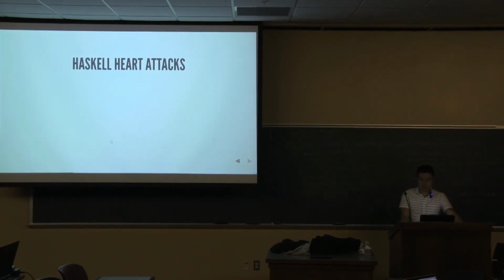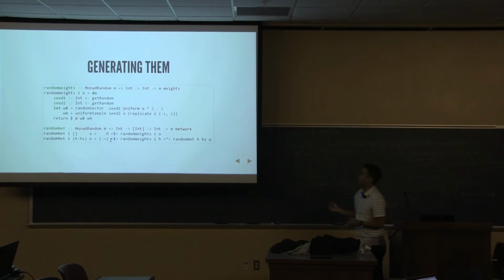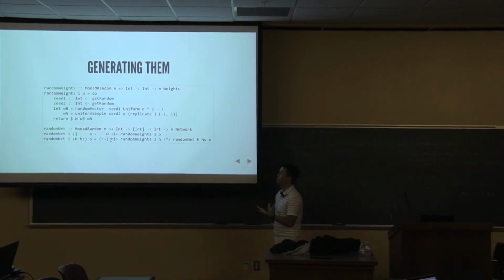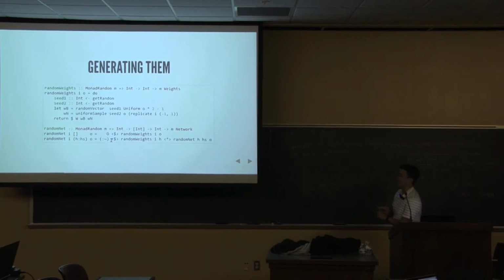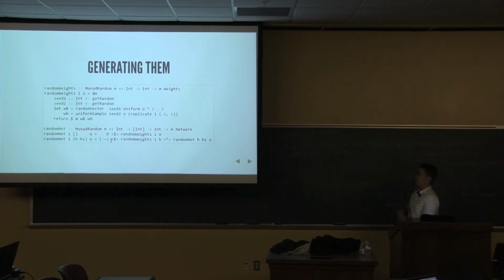Now, Haskellers should already be getting anxiety, right? So what if we mix up dimensions for random weights? Look closely at random weights. What if we had used O instead of I there? Everything would be totally wrong. You wouldn't notice. They wouldn't break right away. When would they break? At runtime, which is even worse. It'll compile fine. You run them, and then things explode.